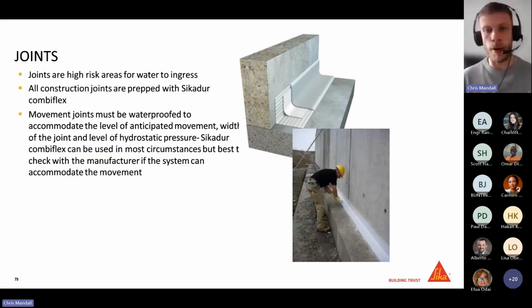Joints, again, a key part. Joints are a huge weak point within waterproofing, whether it's new build or refurb. So making sure they're detailed in the first instance is key. That would typically be with Sikajoint Combiflex, the bandage system I showed on that detail earlier on. Movement joints must be waterproof to accommodate the level of movement that is expected. So we would need to have that conversation at an early stage in terms of the type of movement expected, the amount of movement expected. This will give us an indication in terms of the type of system that can be used to accommodate that movement.